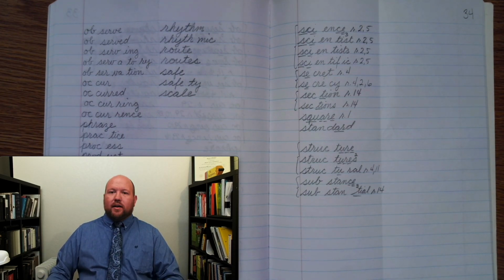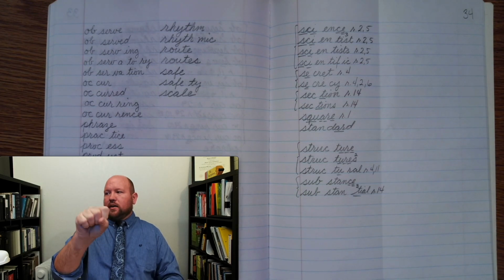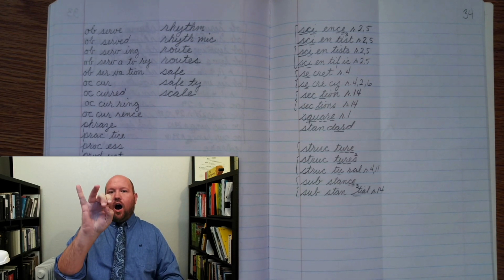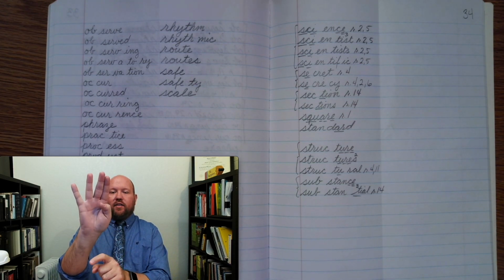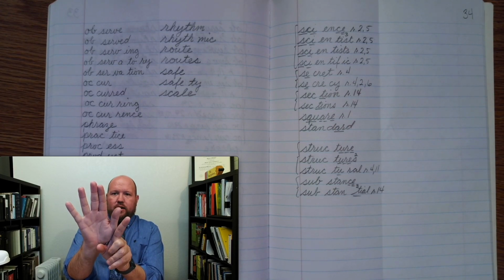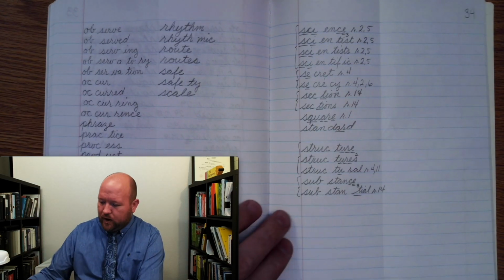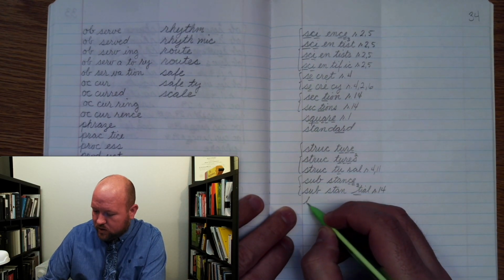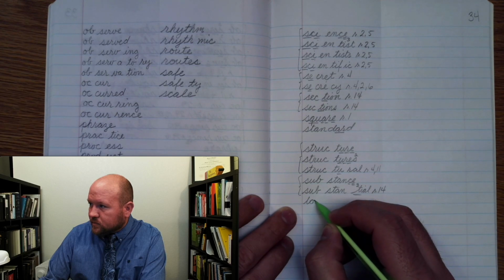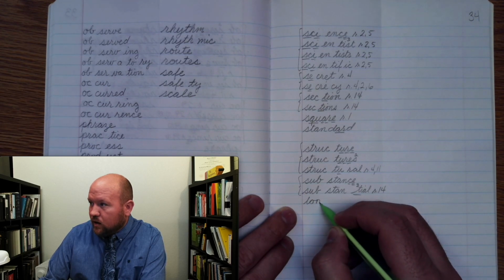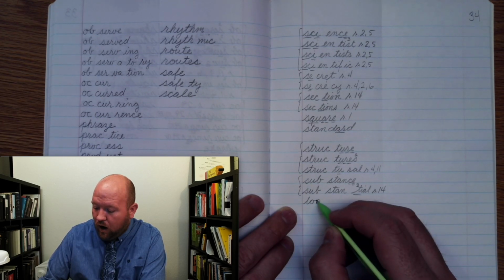The next word is tongue, like your tongue. Now this one's a weird one. Tongue, base word tongue. T-o-ng, and then we're going to have a U and an E, right? So we're going to do some weird markings on this one. This is a weird word, okay? So write tongue.